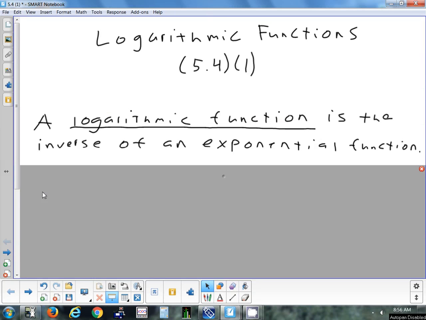So if exponential functions increase, like an exponential growth function, it increases extremely quickly. What do you think is going to happen with a logarithmic function? It's going to increase very slowly. Okay, very, very slowly. In fact, if you take a log of a number even in like the hundreds of thousands, the y value might only be like 6.